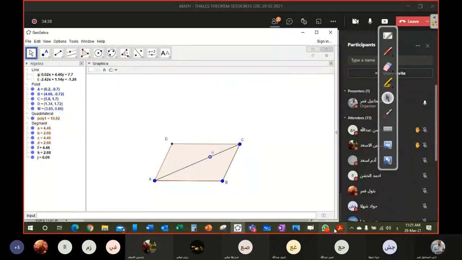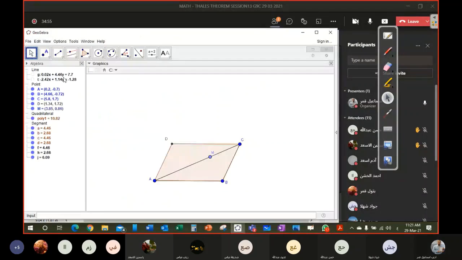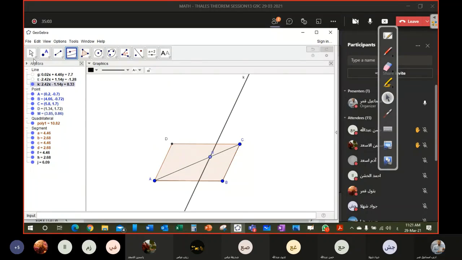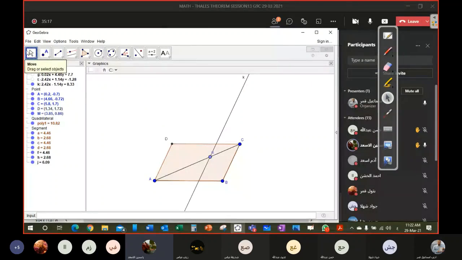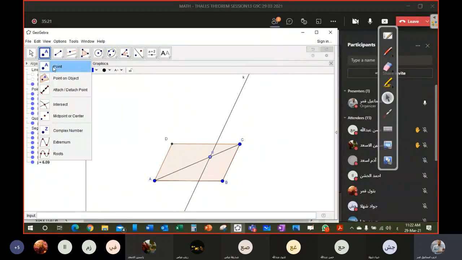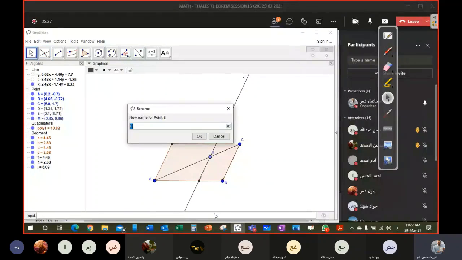Continue. From M, draw a parallel to AD that cuts AB at N. From M, we draw a parallel to AD that cuts AB at N. So this is point N.